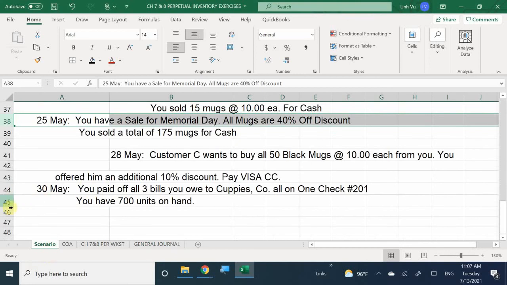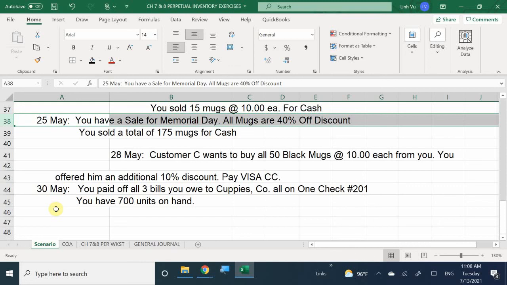Last but not least, on May 30th, you paid off all 3 bills that you owe to Cuppy's Co. all on one check. Okay, check number 201. And you should have at least 700 units on hand. So we already know that because we were doing perpetual inventory. We kept track of all of our purchases and all of our sales. So at the end of the day, we match our inventory that we have a total of 700 left on hand. So now we need to pay for all 3 bills.